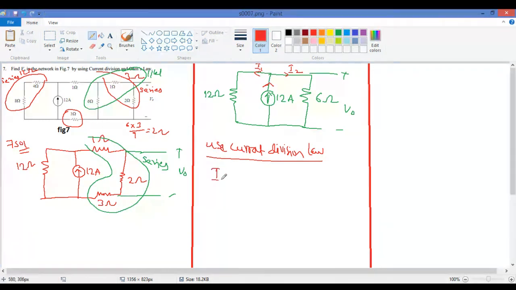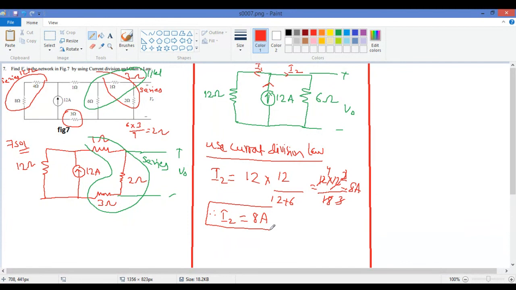So I2 is equal to total current 12 into opposite resistance 12 by 12 plus 6, 18. 6 3s are 18. 12 into 12 by 18. 6 3s are 18, so 12 by 18 is 2 by 3, and 12 into 2 by 3 is 8. So therefore you get I2 is equal to 8 amperes.